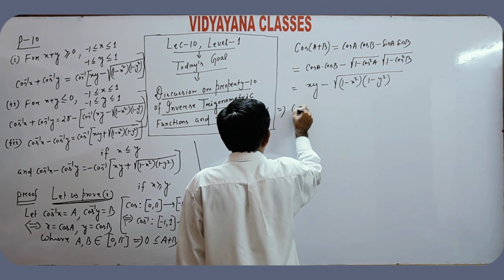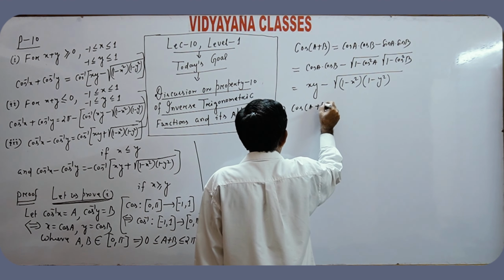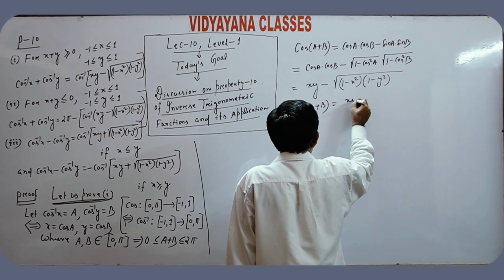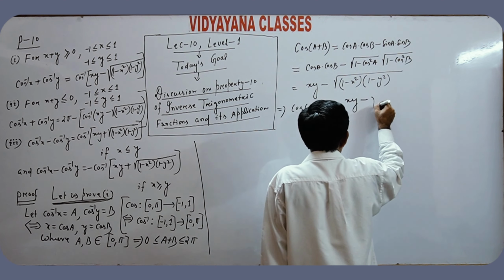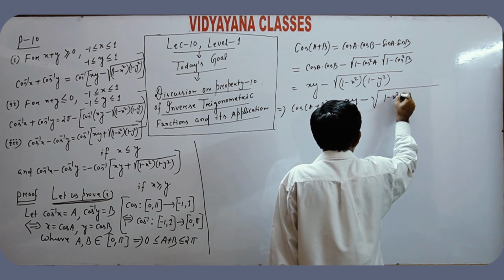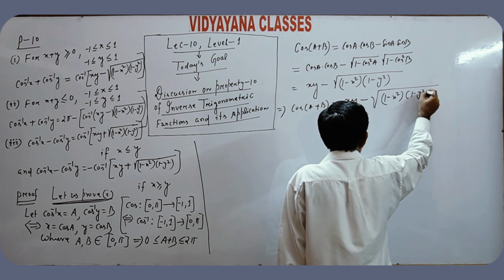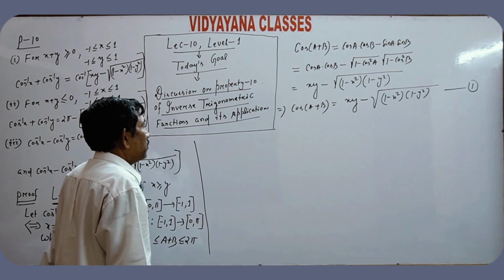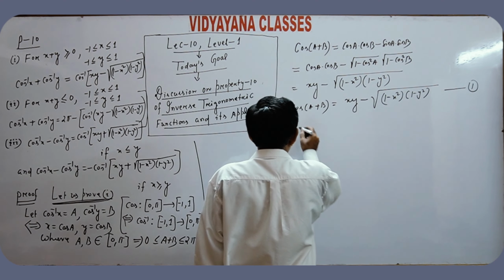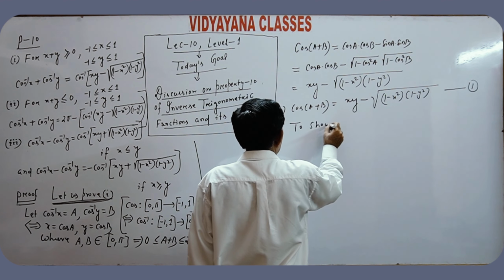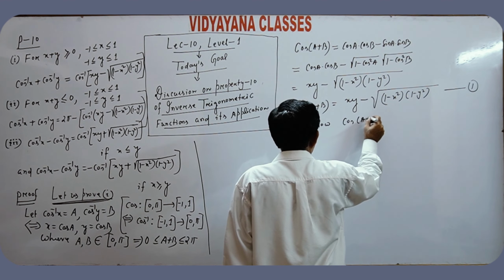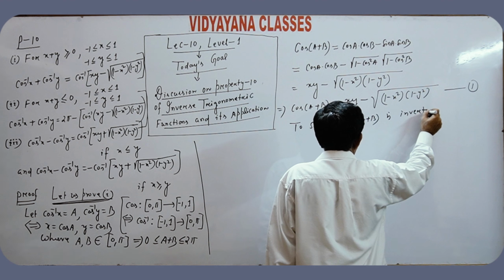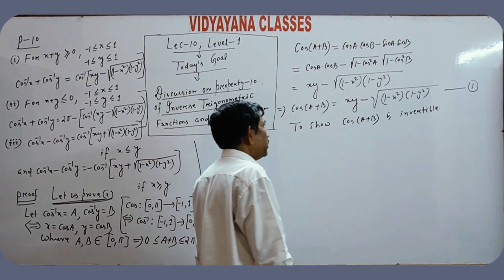which implies cos(a+b) is equal to xy minus square root of 1 minus x square into 1 minus y square. It is taken as equation 1. To show cos(a+b) is invertible. That means the inverse of this exists.